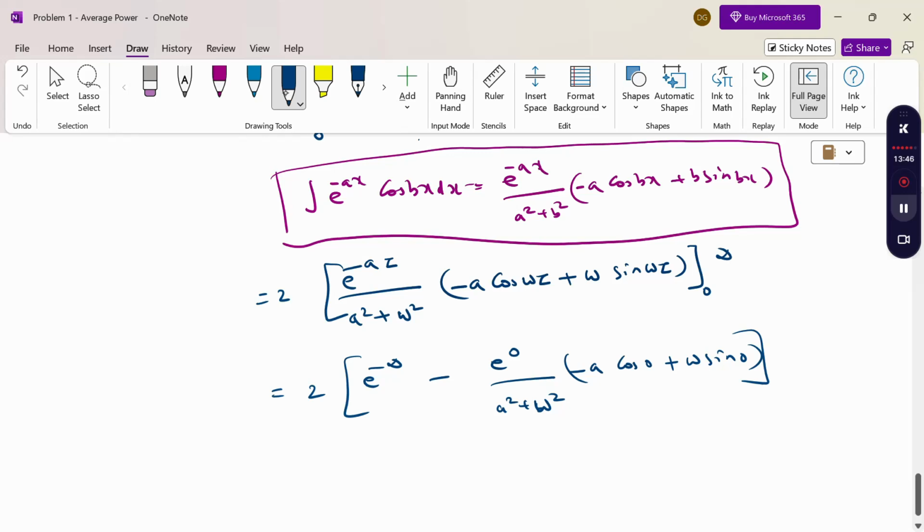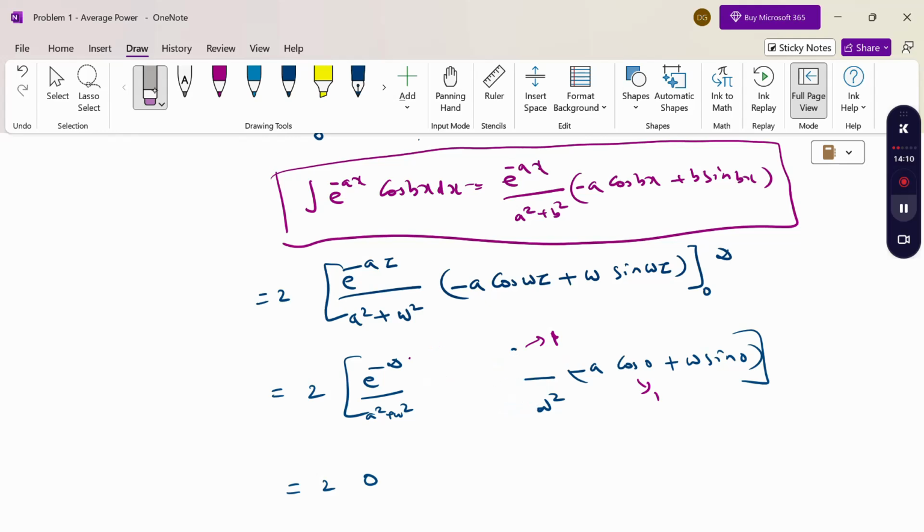Therefore e power minus infinity, the whole term is 0. 2 into 0 minus plus, because cos 0 is 1 and e power 0 is 1. For this term, 0 into any term is 0. Do you have any confusion?